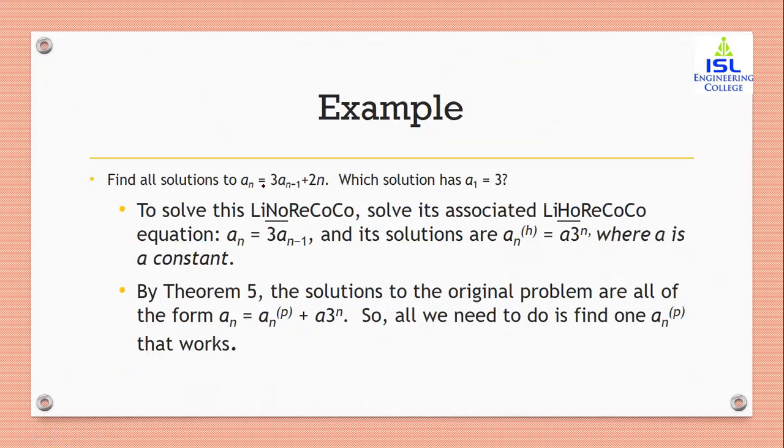Instead of doing it over here, I'll try to do it on a whiteboard. Find all the solutions to a_n = 3a_{n-1} + 2n, and the solution with a_1 = 3. So this is our initial condition. If you remember the concept of initial condition, a_1 is given as 3. So for this, let's do it over here.